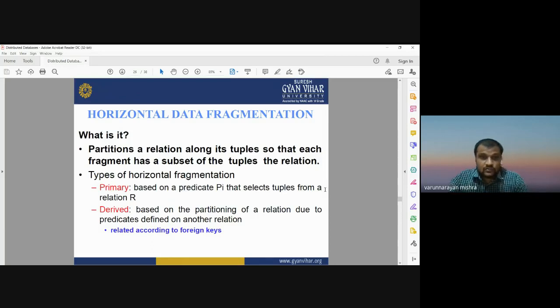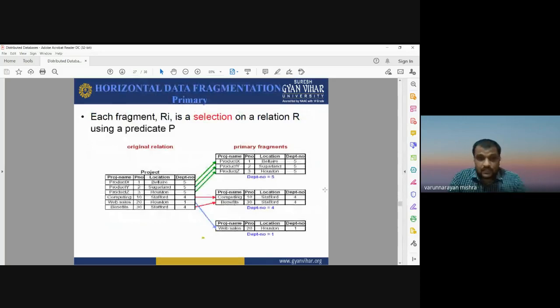This figure shows horizontal data fragmentation under the primary type of fragmentation. Each fragment Ri is a selection on a relation R using a predicate P. The original relation or table has project name, project number, location, and department number, and it has six different tuples, or six different rows. Now we are going to fragment it horizontally.